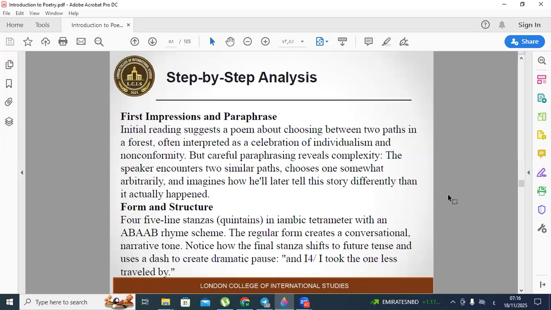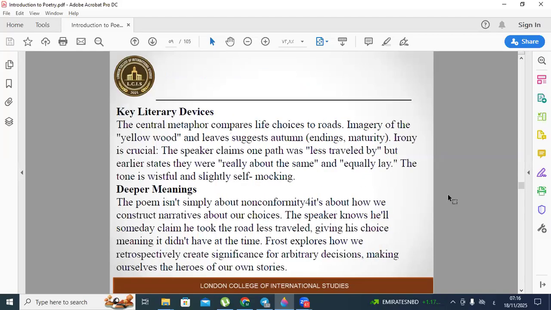Key literary devices. The central metaphor compares life choices to roads or paths, a common metaphor but effectively used here. Imagery of the yellow wood and leaves suggests autumn, a season associated with endings, maturity, and change.